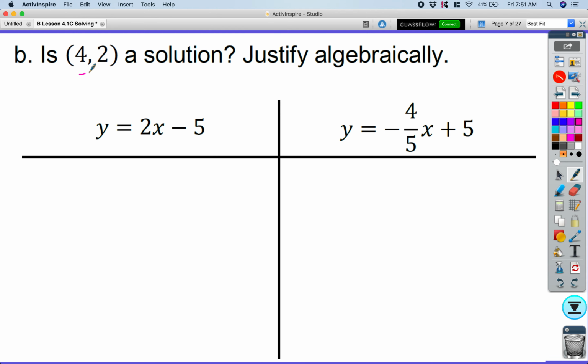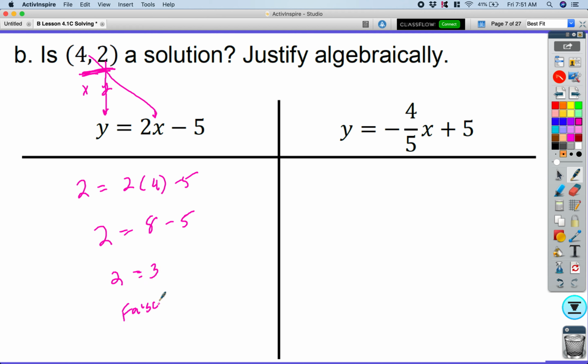It says, is 4, 2 a solution? Well, if this is my x, this is my y, we're going to plug this in for x, and we're going to plug this in for y. To get 2 equals 2 times 4 minus 5, 2 equals 8 minus 5, to get 2 equals 3. And obviously 2 does not equal 3. That is a false statement. So therefore 4, 2 is not on this line and therefore not a solution to the system.